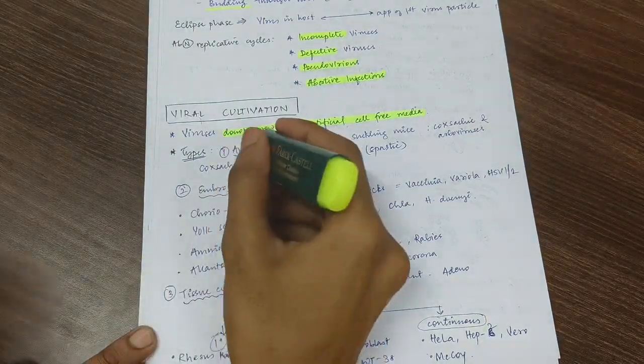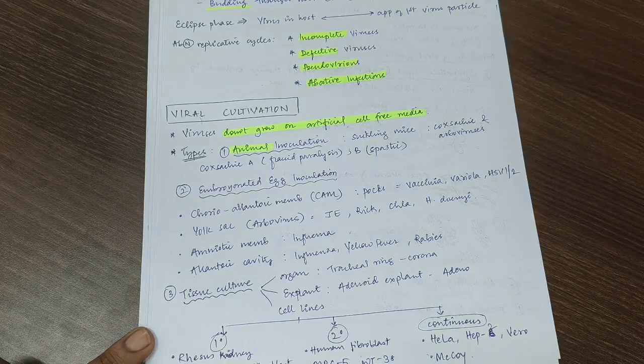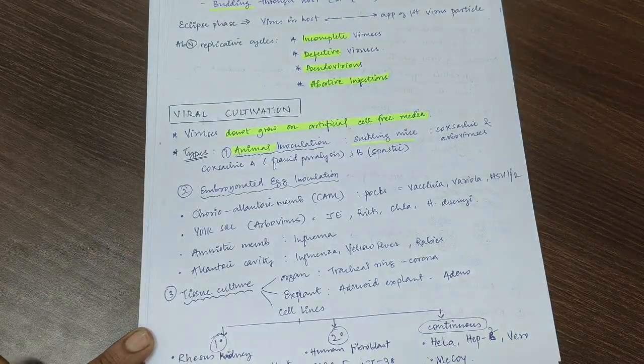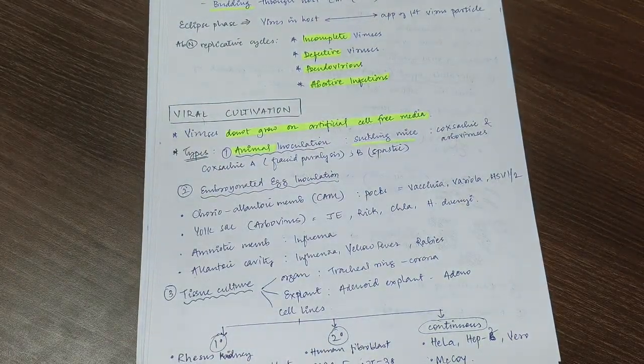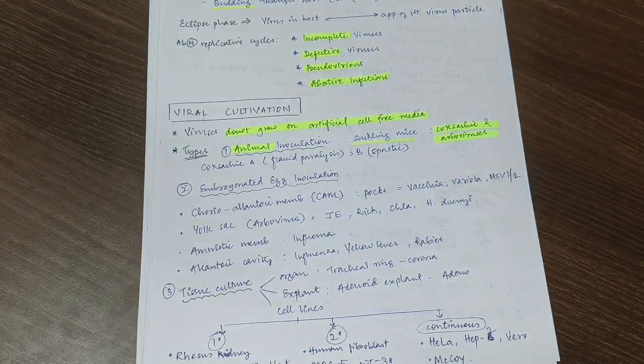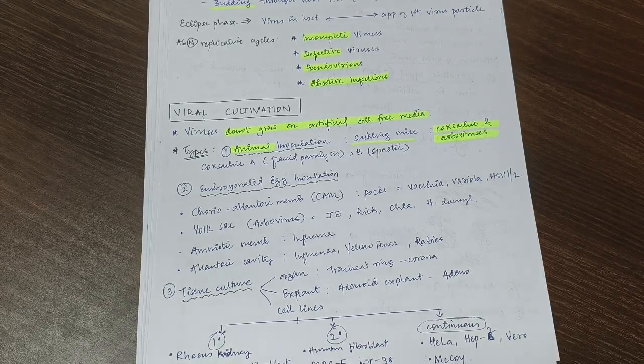What are the types? One is animal inoculation. You inoculate the virus into the animal. The most commonly used animal is the suckling mice. Coxsackie virus and arboviruses are tested here. Coxsackie A virus develops flaccid paralysis, whereas Coxsackie B causes spastic paralysis. Flaccid means loose or very labile, B is spastic, very hard.